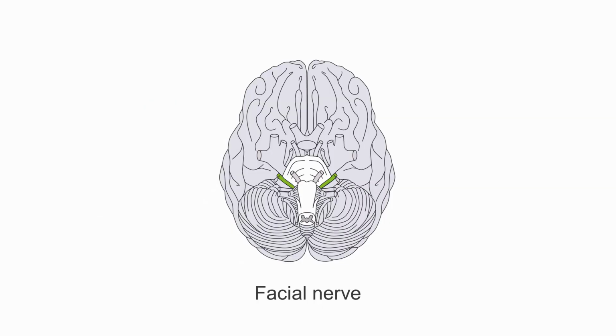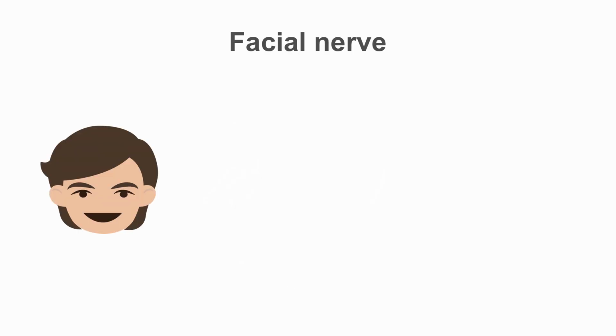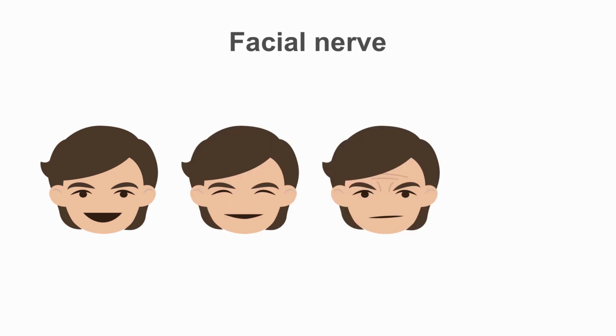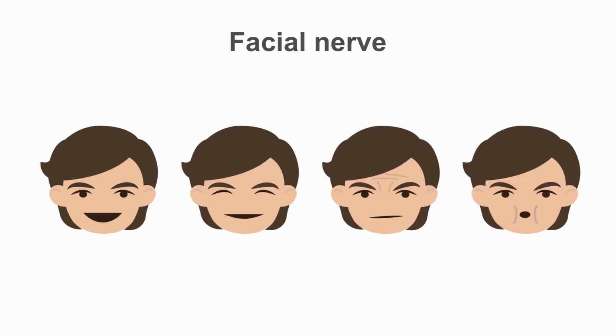The facial nerve, or cranial nerve 7, controls the muscles of facial expression. The function of this nerve can be tested by asking the patient to smile, close the lids tight, wrinkle the forehead, puff out the cheeks, or other maneuvers.